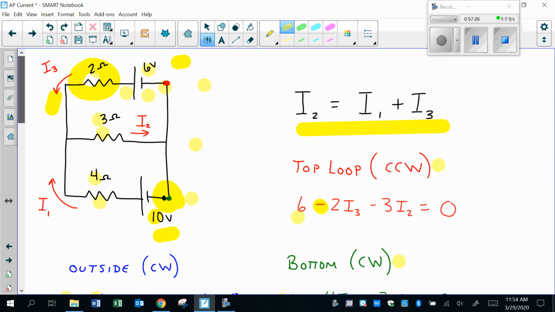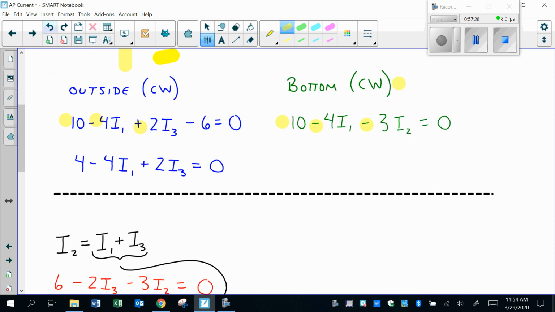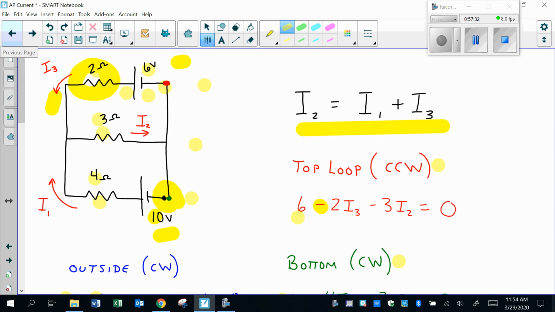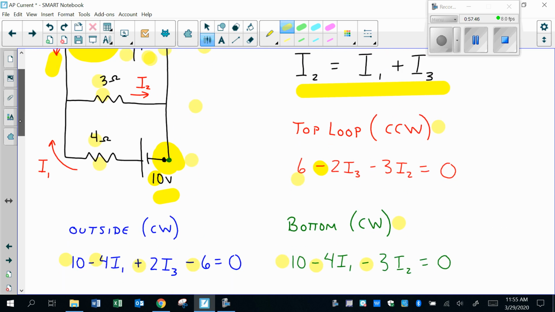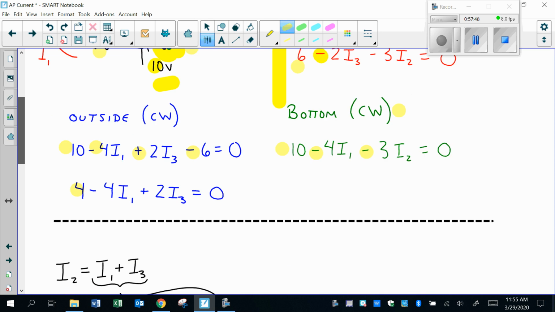Battery, I'm going from the high side of the 6-volt battery to the low side. I'm going from high to low. That's a drop. That's a loss. Negative. So those are my signs. I can obviously take 10 minus 6 and give me a 4. I now have 3 loop equations and this one right here.